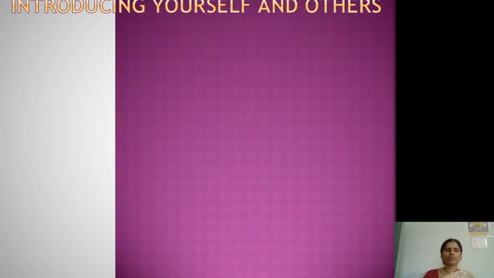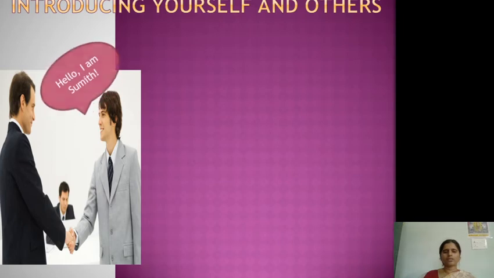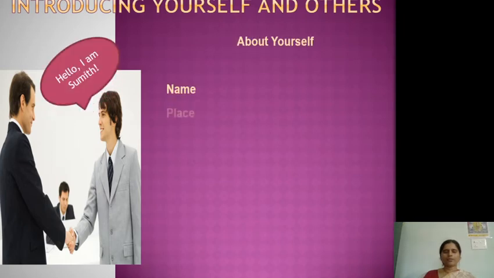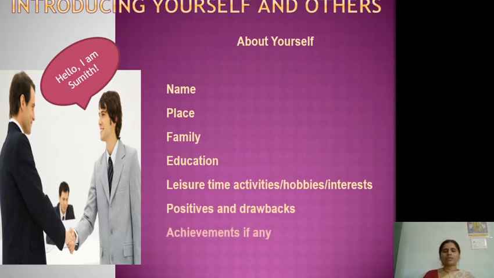So usually when you're introducing yourself, you just try to add some basic details such as your name, your place, that means where you have come from, and about your family, your education, your leisure time activities or hobbies or interests, and your positives or drawbacks, like your strengths and weaknesses. And if you have any achievements, you'll mention that. And if you have any goals, you'll mention that. So these are the basic details that you add to your introduction.